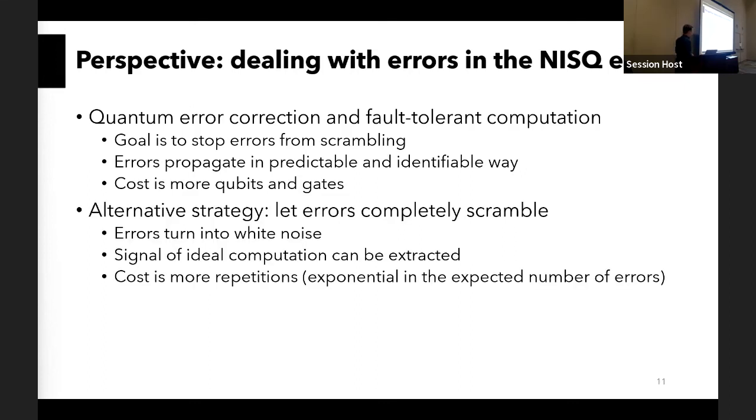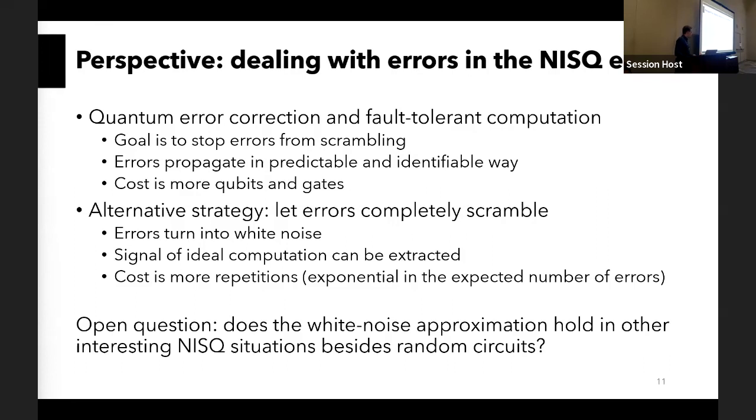And what our work suggests is that there's a potentially alternative strategy for the near term, which is to simply not let the errors scramble completely, and then try to just treat the noise as complete global white noise. And in some applications, this is nice because the signal of the ideal computation can be extracted just by repeating the experiment. Of course, this begs the question: we show that in the average case, when you choose these gates randomly, this approximation does hold.